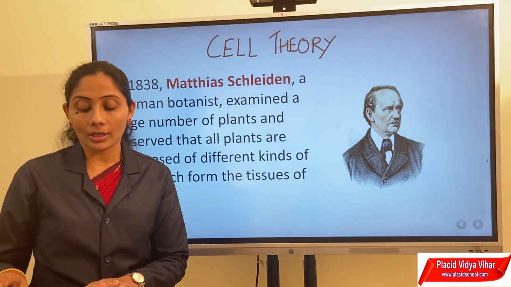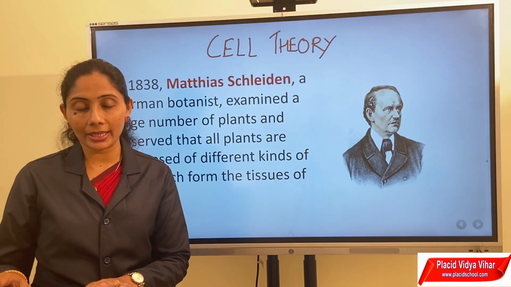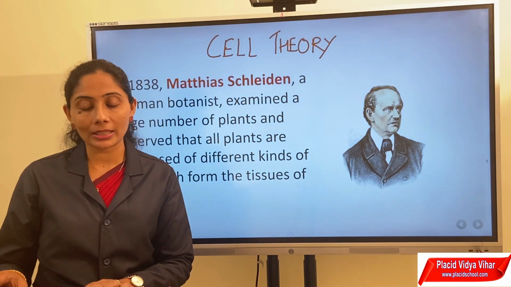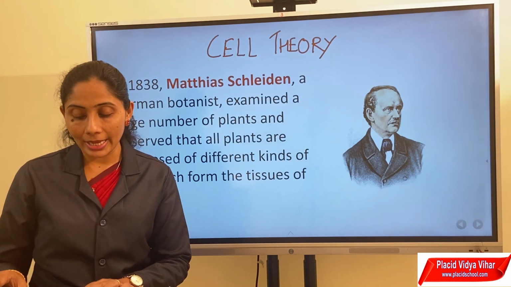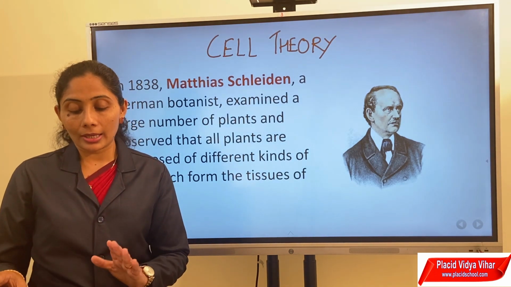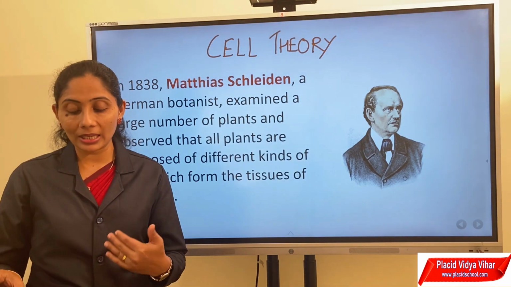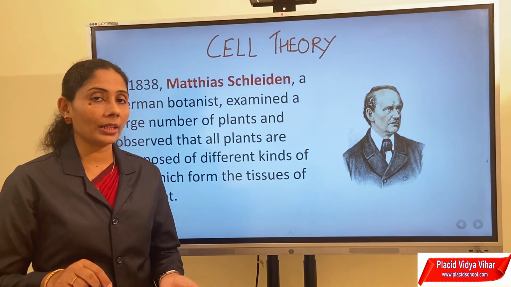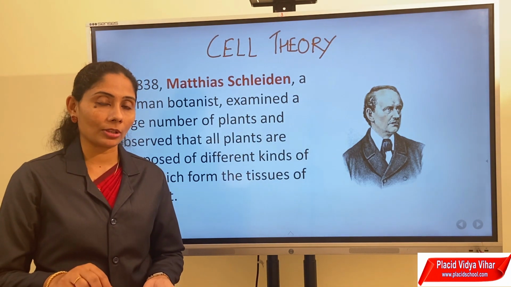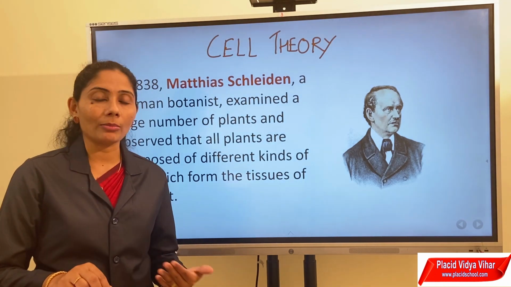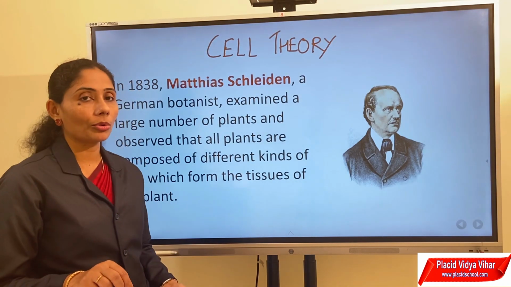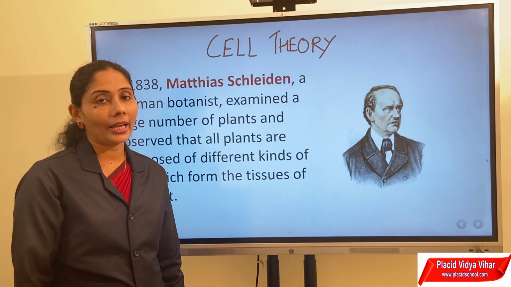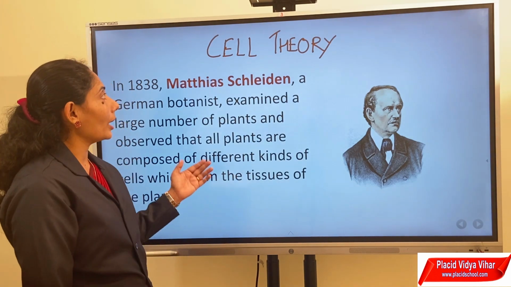Now what is a theory? A theory is a group of linked ideas intended to explain something based on facts that have been repeatedly confirmed through observation and experiment. So over the years, with the advancement in the field of microscopy and with many scientists exploring more about cells and coming to the same conclusion, two scientists, Matthias Schleiden and Theodor Schwann, proposed the cell theory.